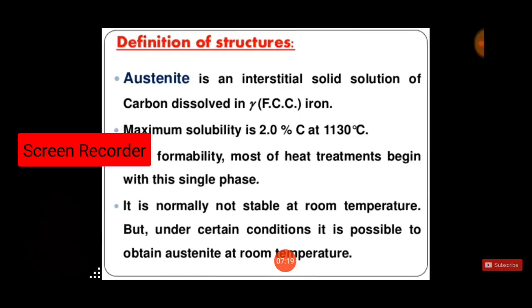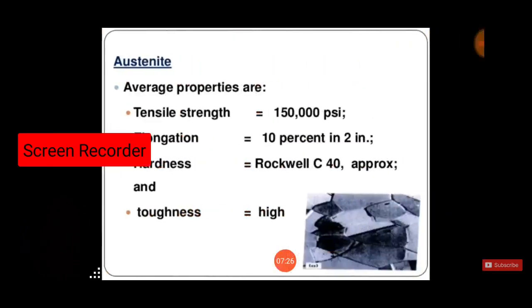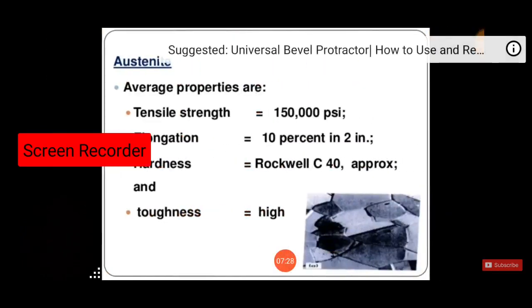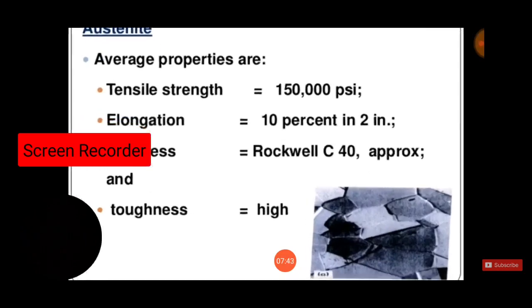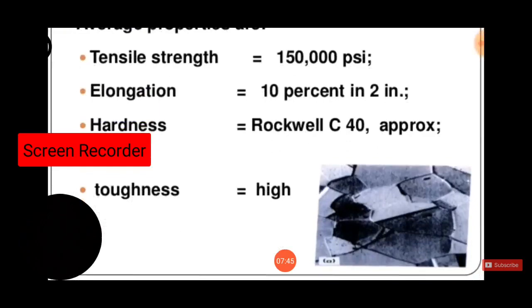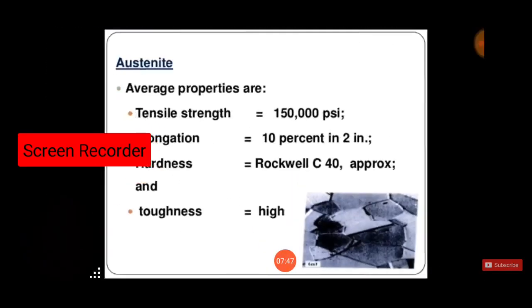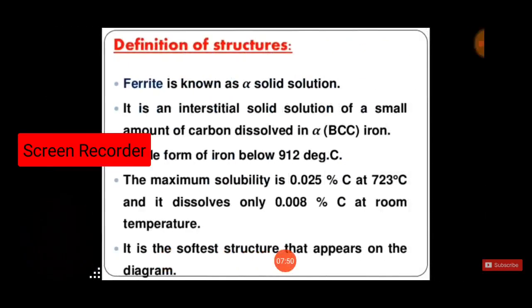It is normally not stable at room temperature, but under certain conditions it is possible to obtain austenite at room temperature. Properties. Tensile strength 150,000 psi as we saw above in the iron carbon diagram, elongation 10% in 2-inch, Rockwell hardness 40 approximately, and high toughness. This is the austenite structure, microscopic structure.